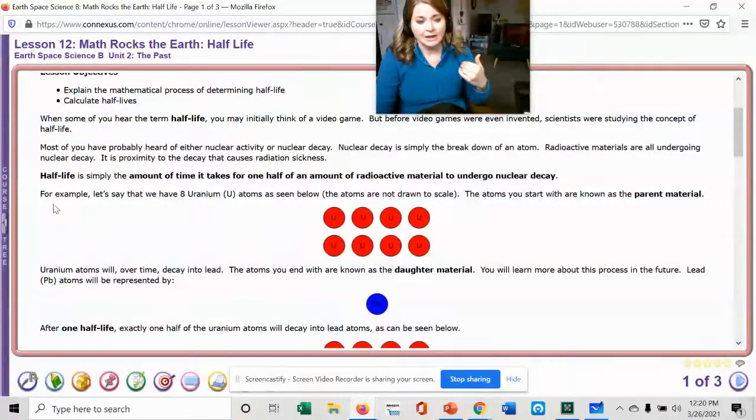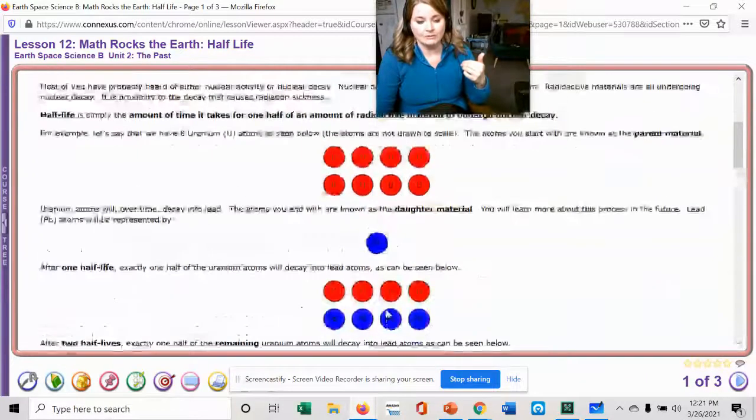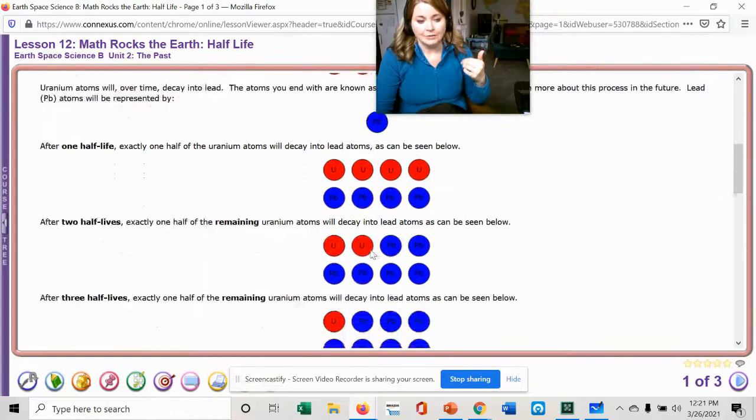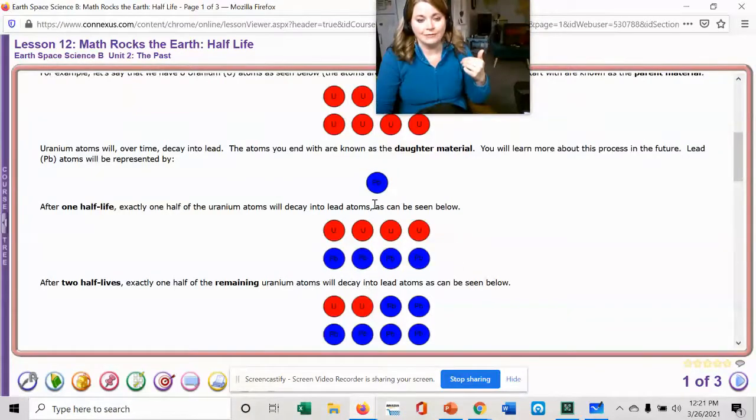So as you can see here in the example, say we have 8 uranium atoms. We call that the parent material. And uranium will decay or change into lead. We say decaying because it's losing particles in order to become lead. Lead is then known as the daughter material. So when 4 out of 8 of those uranium atoms have changed over, that occurs during the half-life of uranium. In that period, it takes 1/2 of those elements to change over. That time frame is called the half-life.